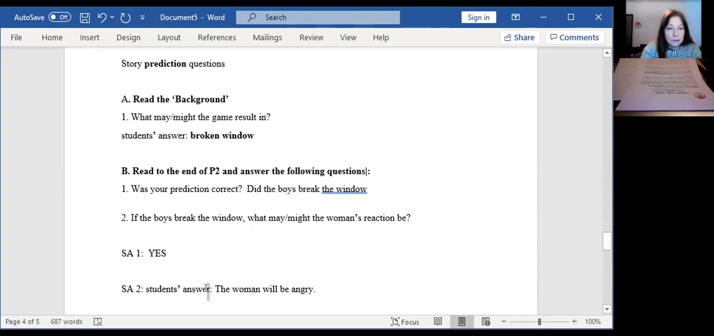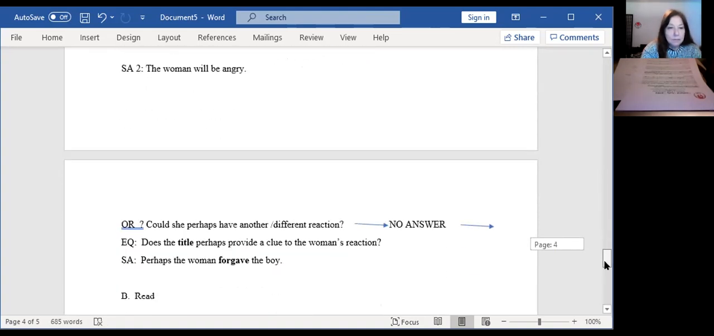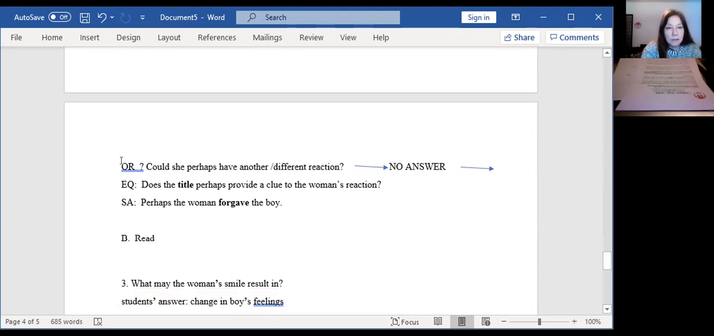the woman will be angry, or you elicit this. Could she perhaps have another different reaction if they don't answer? And does the title provide a clue to the woman's reaction? Right? And perhaps the woman, you could say, forgives, because it hasn't happened yet. Forgave is okay because you're thinking of it as a story. You can talk in the past or present. But here, really, you haven't read it yet, so it's anticipation. Oh, perhaps she forgives them, or forgives him.